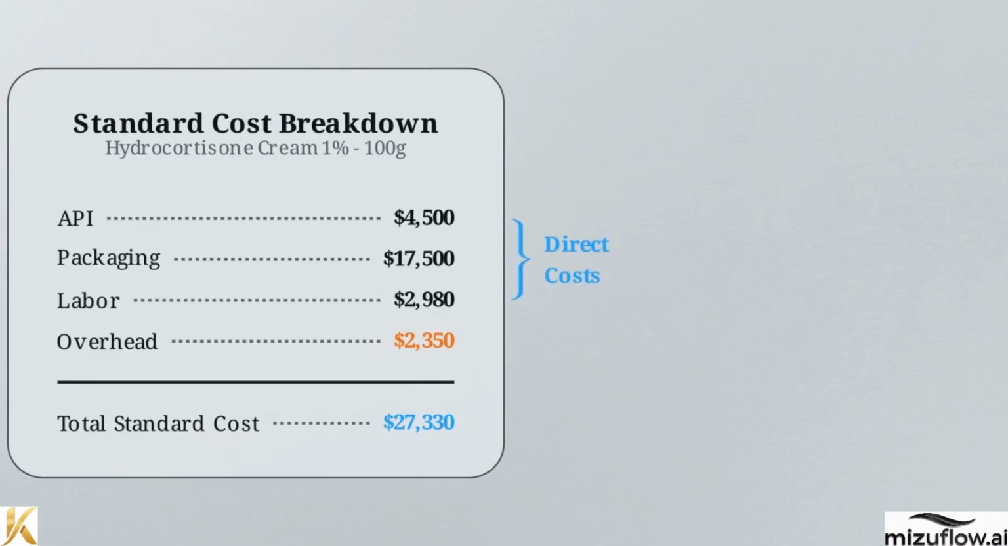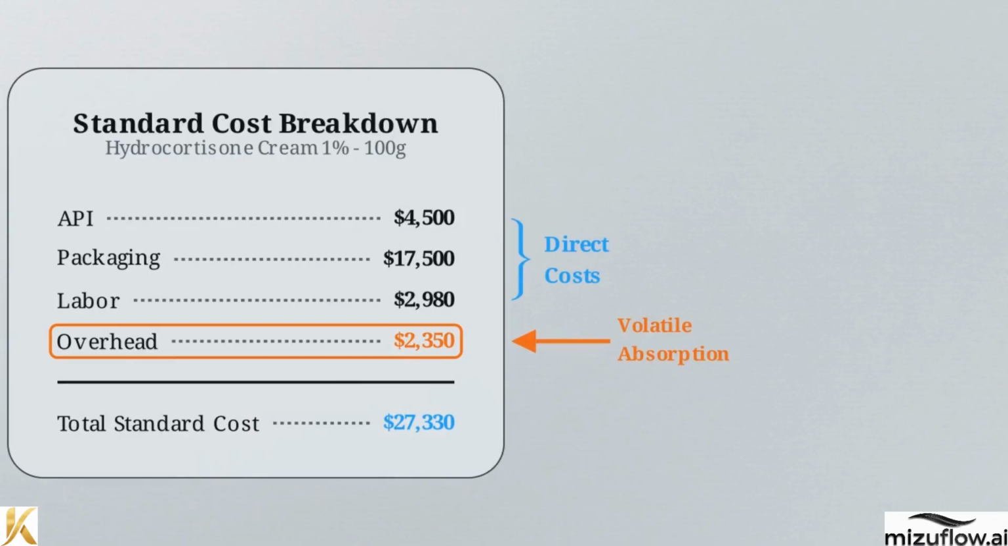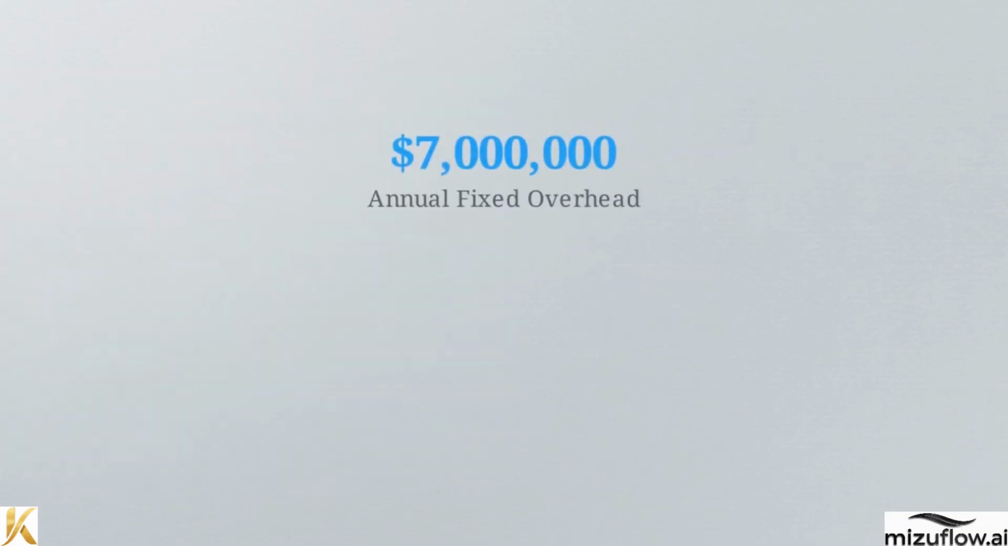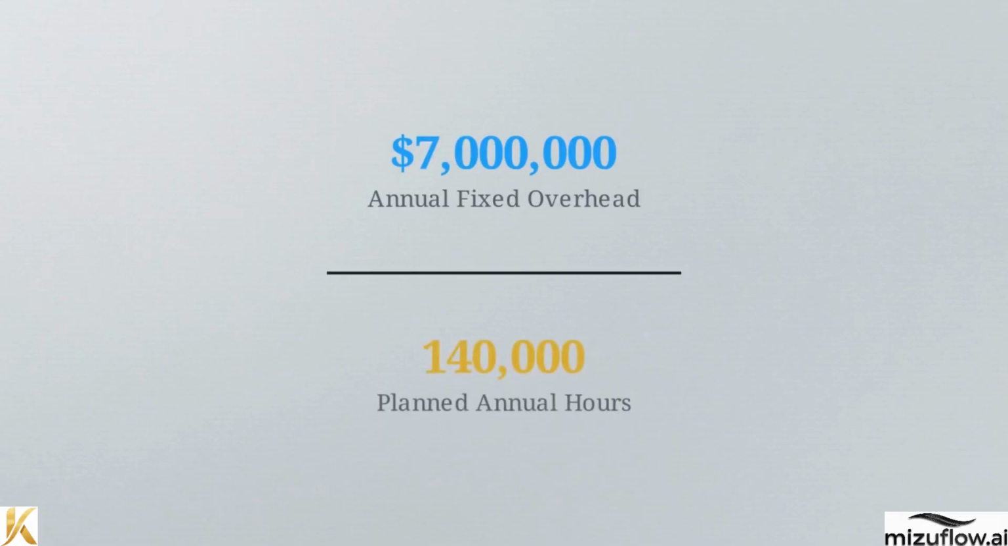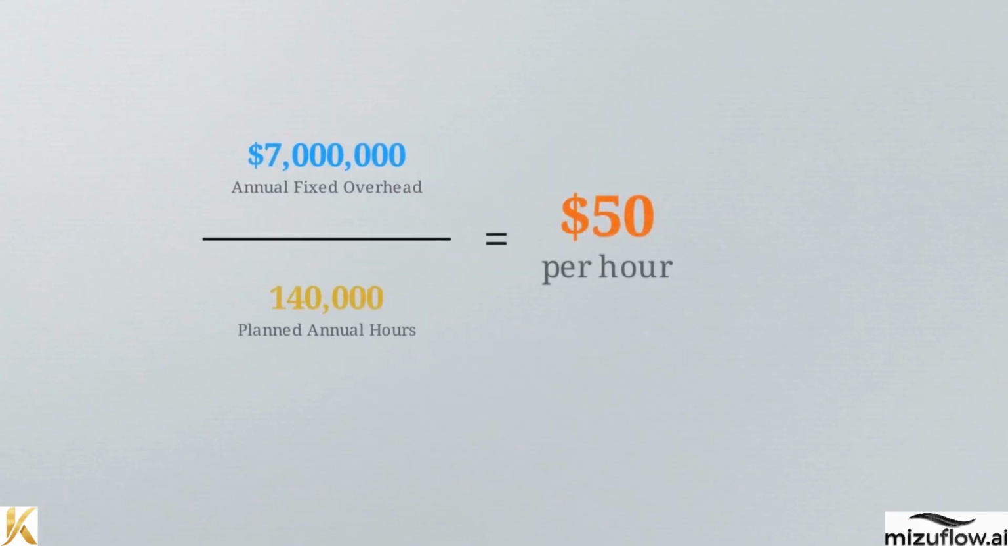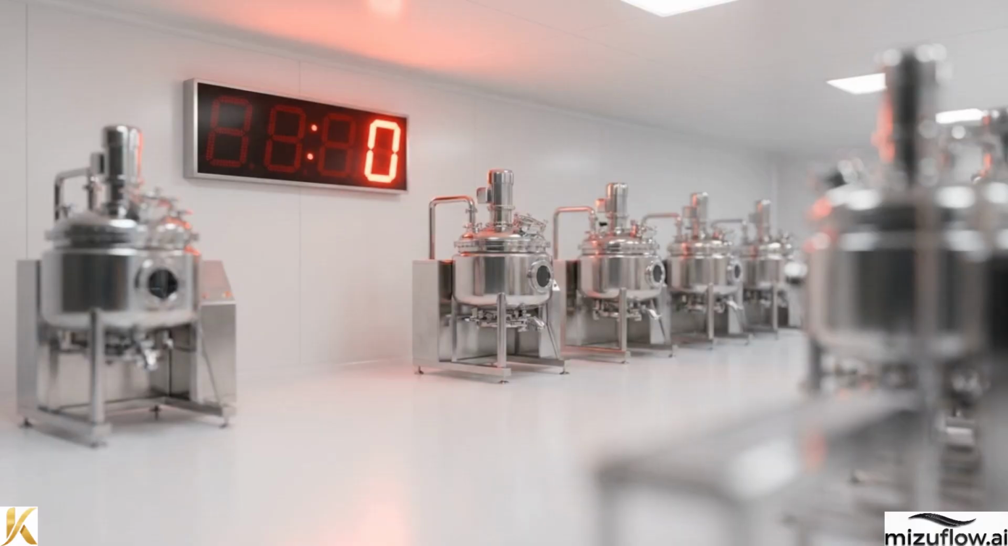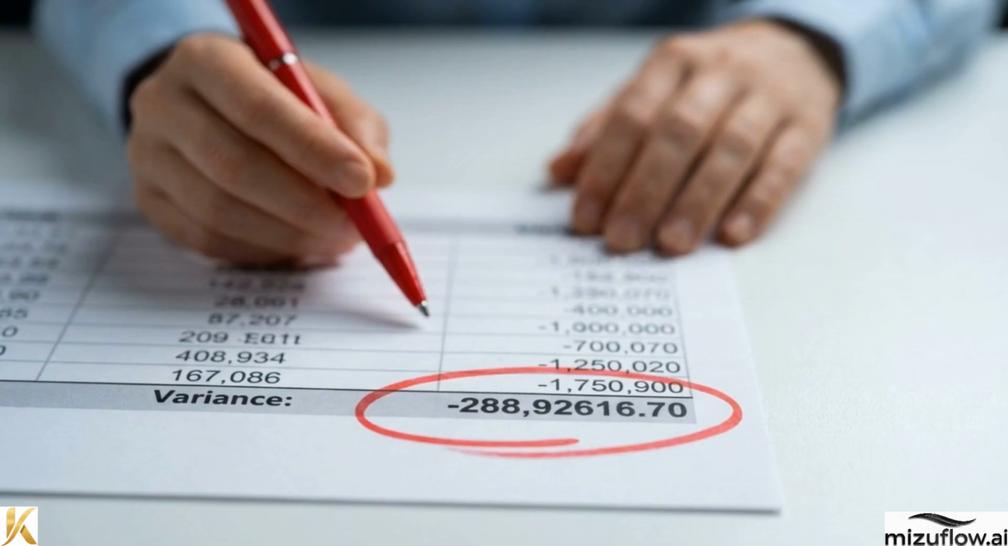The first three expenses are relatively direct. The final variable, overhead absorption, is highly volatile. Overhead includes fixed costs like rent, utilities, and depreciation. If the facility carries $7 million in fixed overhead, and we plan to run machines for 140,000 hours, the factory must absorb $50 of overhead per hour. If the physical floor fails to meet those planned runtime hours due to setup delays or idle machines, that fixed overhead remains unabsorbed, pulling directly from the company's bottom line.